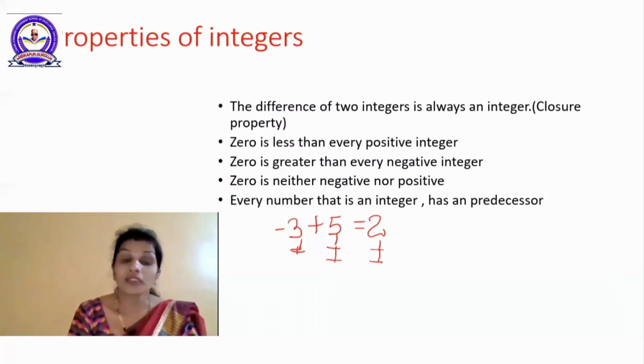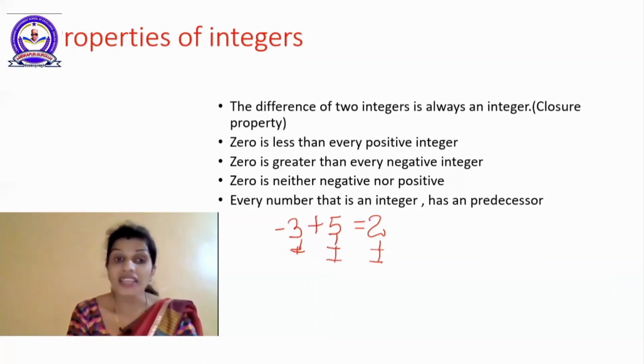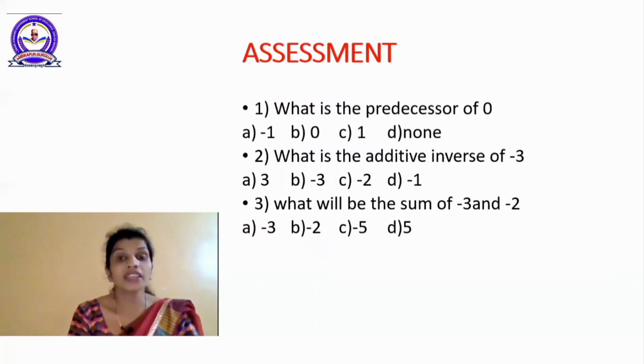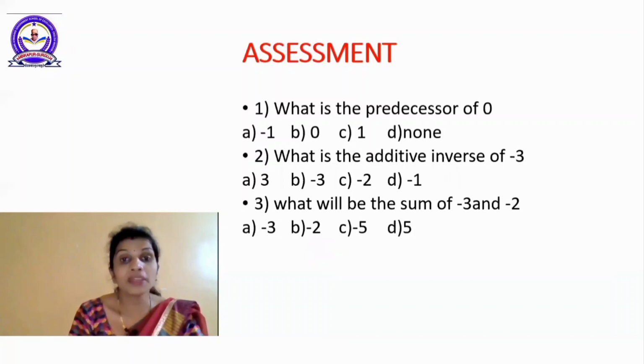Now, how much have you understood? Let us take an assessment. If you know the answer, write it in the chat box. What is the predecessor of 0? Think, 0 minus 1 will be how much? A: minus 1, B: 0, C: 1, D: none. If you chose option A, minus 1, it means that your answer is correct.